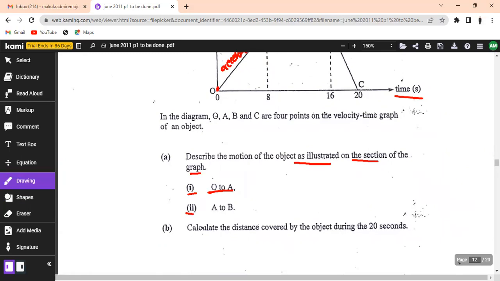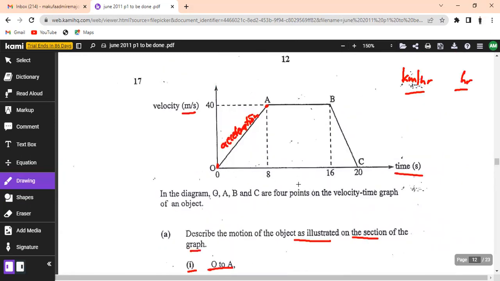And item two, from A to B. So from A to B, the motion of the object here that we have, it's moving with a constant velocity. So this is constant velocity here. So we've got a constant velocity. So you're saying the object is moving with constant velocity from A to B, that is of 40 meters per second.